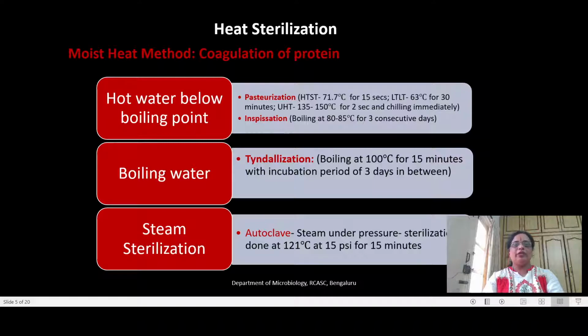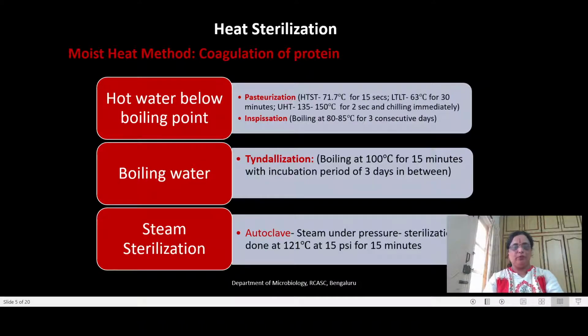There are two different methods where we can use heat in order to sterilize or to kill the fungi. One is the moist heat method. In this method, coagulation of protein happens, where the proteins get coagulated, which results in the death of the fungi. The different methods of moist heat sterilization are hot water below boiling point, boiling water, and steam sterilization.